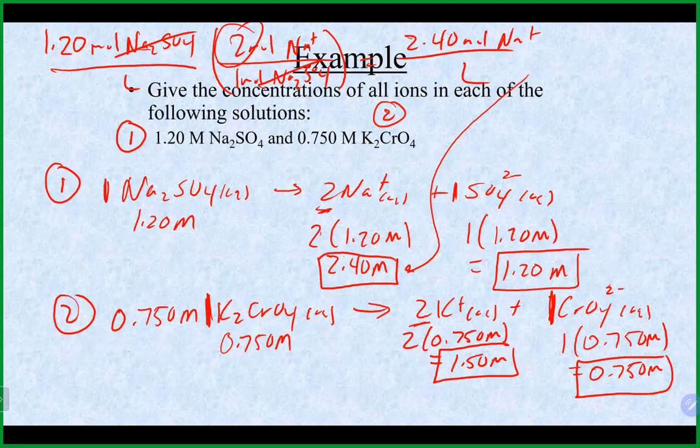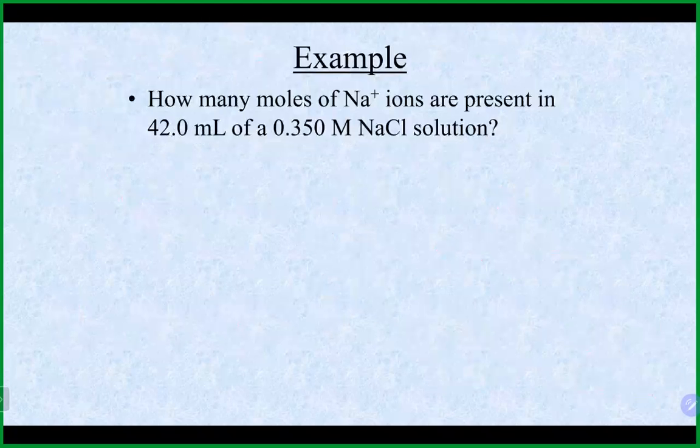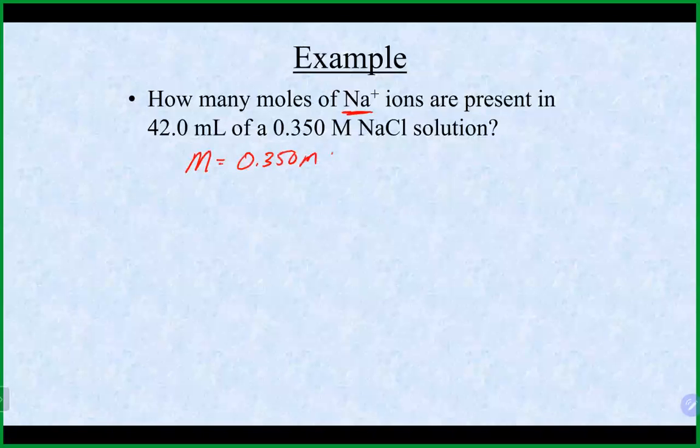All right, so let's take a look at one here. How many moles of sodium ions are present in 42 milliliters of 0.3 molar sodium chloride? So take a few minutes, see what you come up with. Here, we are looking for the molarity of just the sodium ions that are present in the solution. We do have the molarity of the entire thing, which is 0.35 molar. We do have the volume here, which is 42 milliliters.